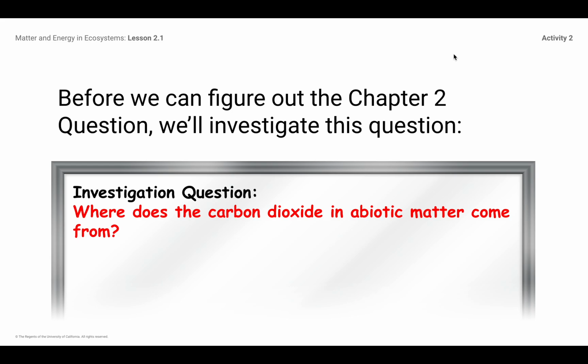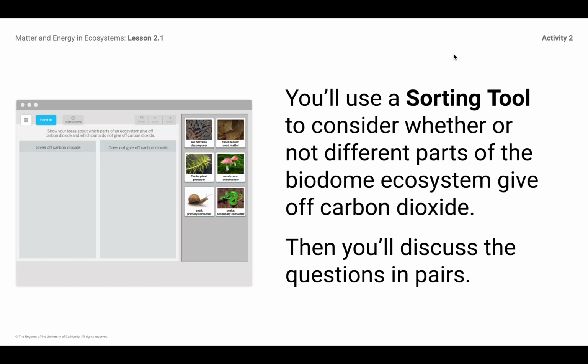Before we can figure out the Chapter 2 question, of course, we have to investigate several things. And the first investigation question today is, where does the carbon dioxide in abiotic matter come from? We know that it's there in the atmosphere. Where does it come from? So you guys are going to use a sorting tool. We're in activity number 2. This is a sorting tool to consider whether or not different parts of the biodome ecosystem give off carbon dioxide.